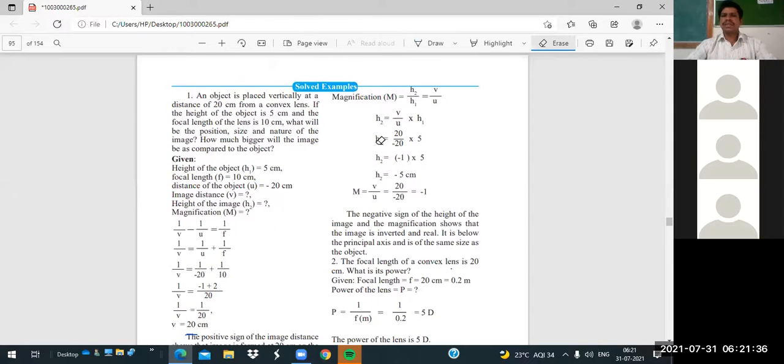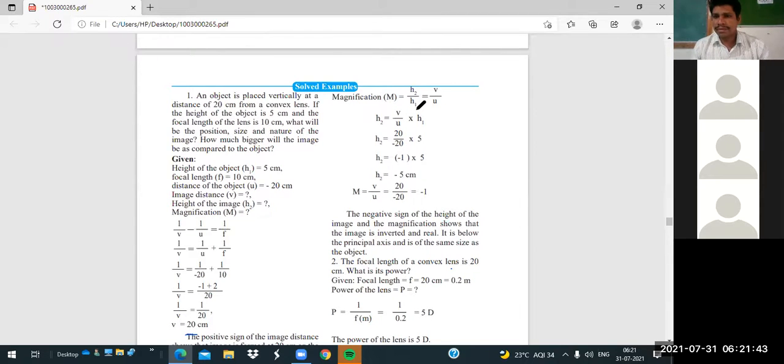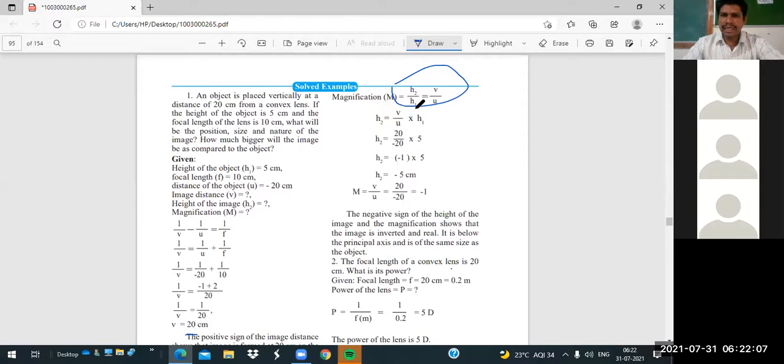Now magnification. For magnification, what is our formula? H2 upon H1 is equal to V upon U. Why have we taken this? Because here in this problem we got the distance of the object and the distance of the image from the lens. Now we can rearrange this. H2 we can write here as V upon U multiplied by H1.